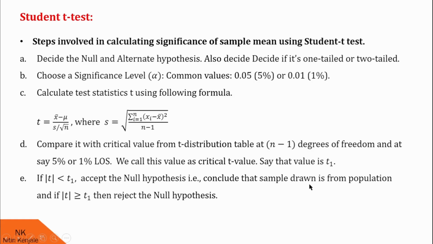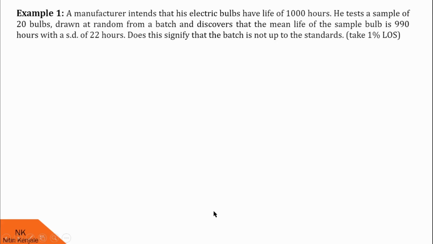Finally, we conclude by comparing these two values. If the mod of the calculated value is less than the table value, we accept the null hypothesis. That is, we conclude that the sample drawn is from the population. And if the mod of the calculated value is greater than or equal to the table value, then we reject the null hypothesis. I hope you understood these steps. Now let us proceed to see examples.